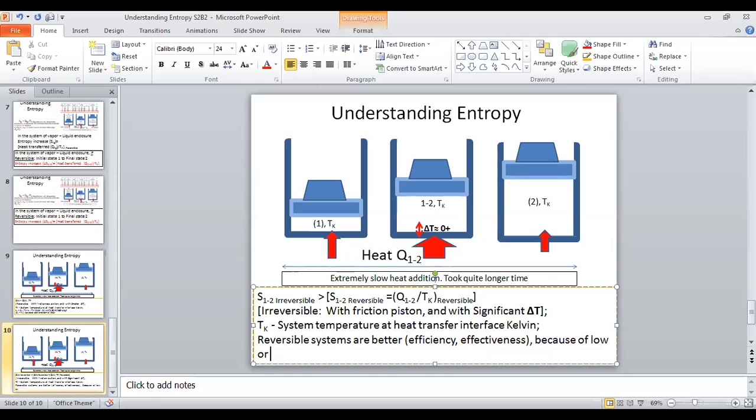Low or reduced entropy. We are going to discuss that kind of systems afterward. Okay, low or reduced entropy. That is very important. Reversible systems are better.